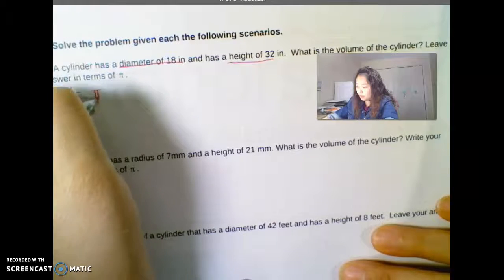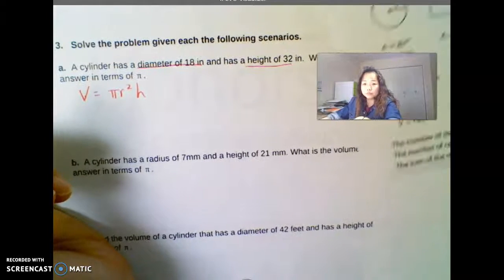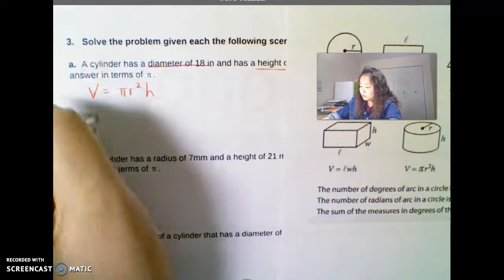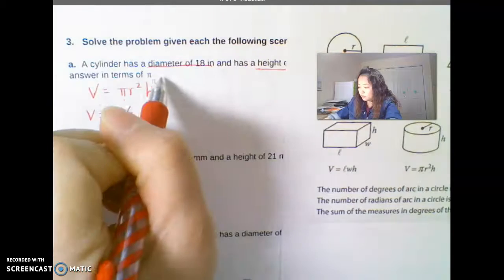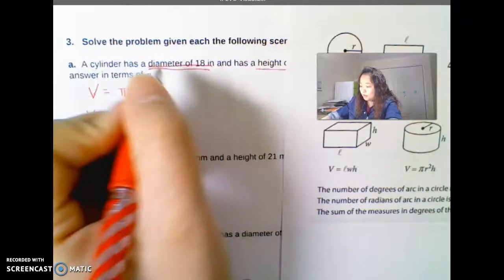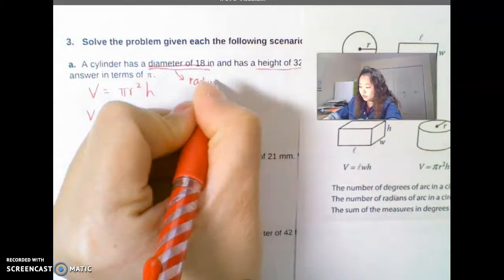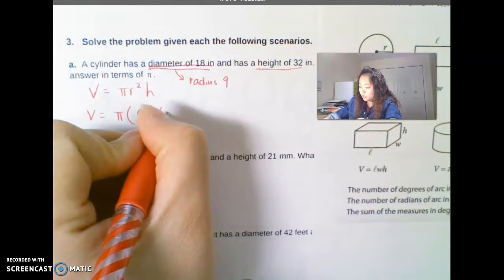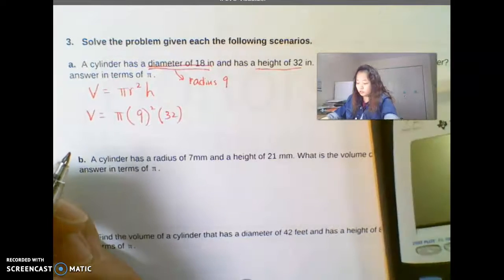V equals pi r squared h. And you just have to find the r, find the h. So it's V equals pi. What is the radius? Well, they didn't tell us, but they tricked us by saying diameter is 18. So the radius would be half of that. So it'd be 9 squared, h, height 32. And that's all you have to do.